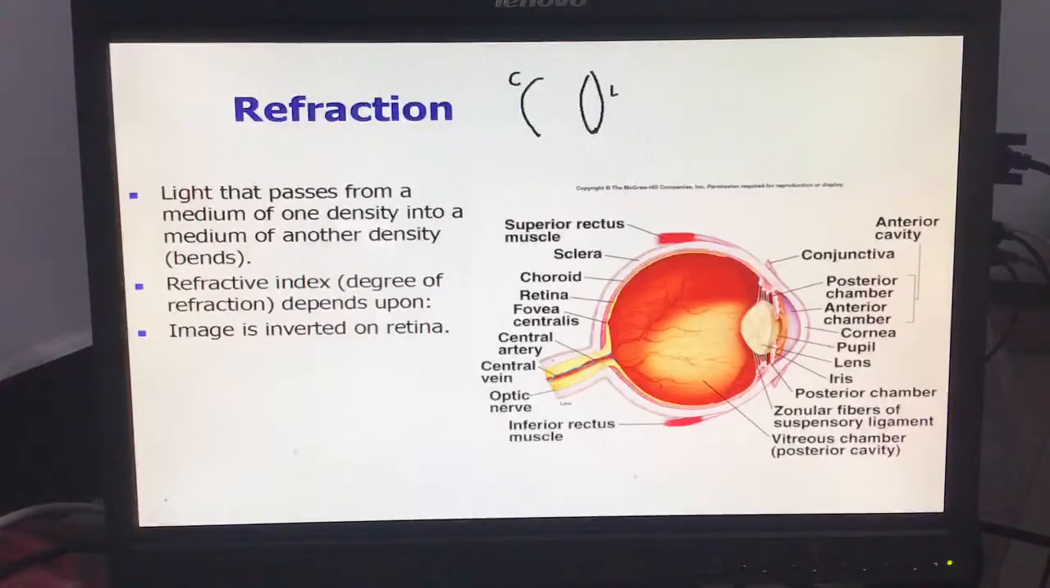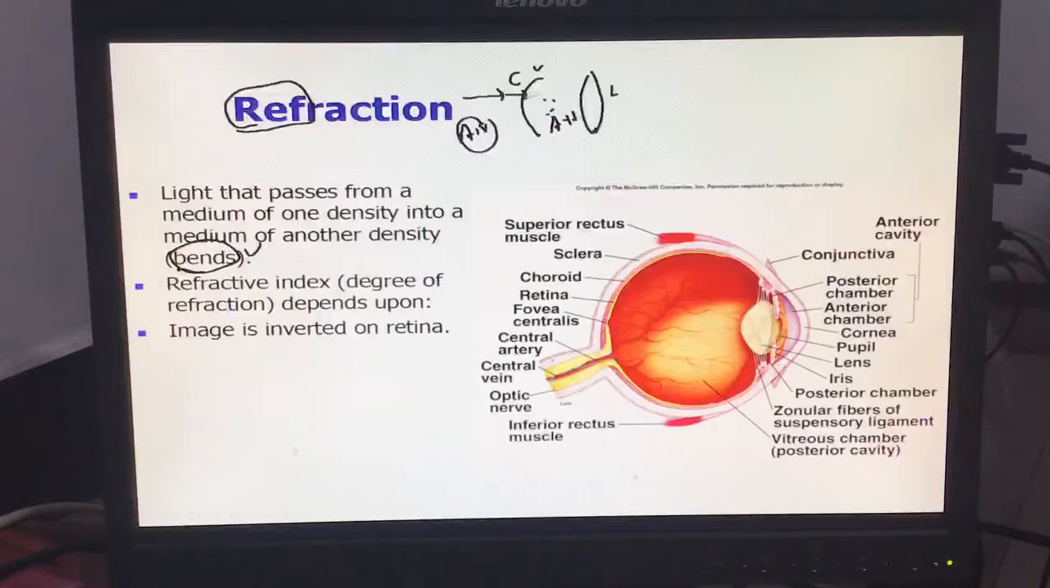To understand this phenomenon, first we focus on a physics term, refraction of light. What is the meaning of refraction? Refraction is the bending of light. When light enters from one medium to another, for example, light coming and colliding with the cornea. Here we have air as one medium, then light enters the cornea, the second medium. Then we have water, that water is the aqueous humor.